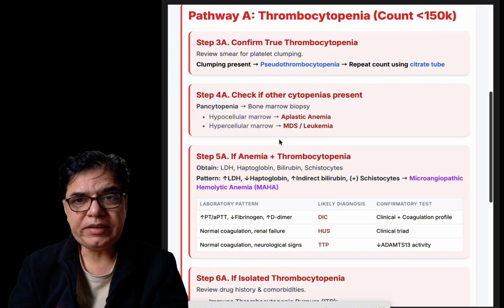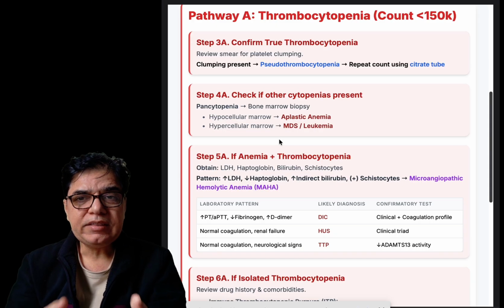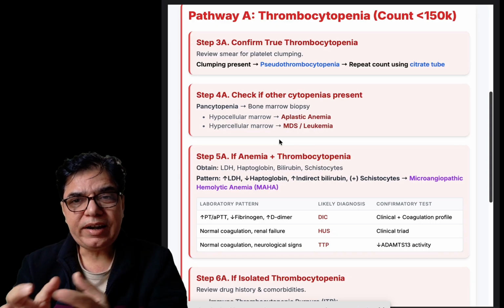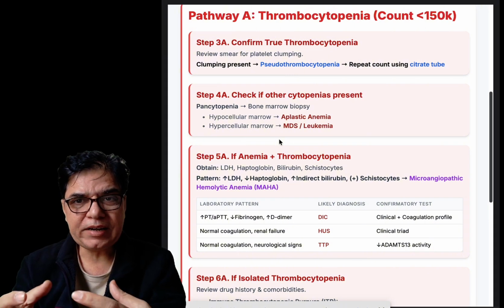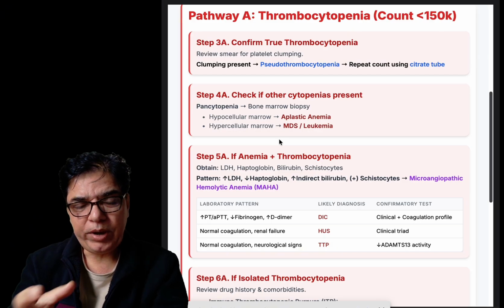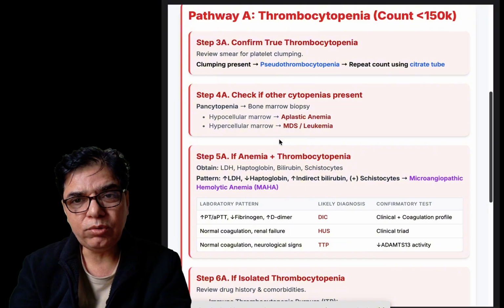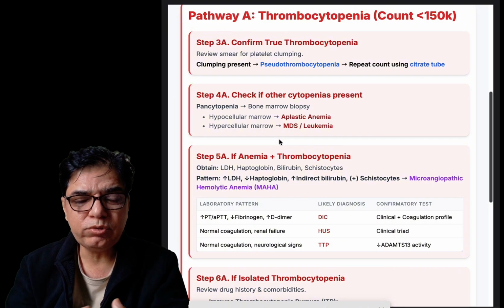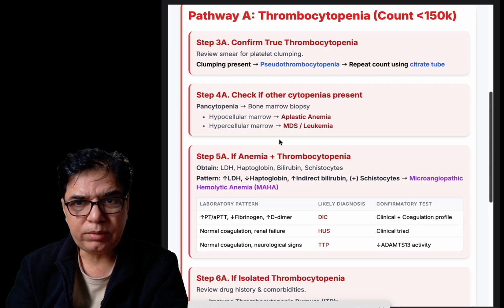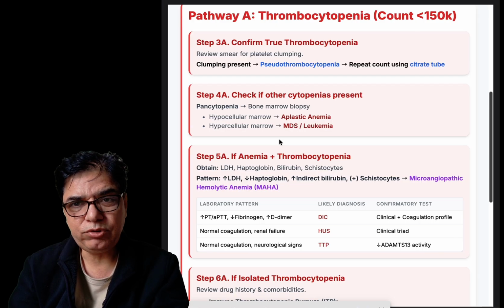The second possibility is that what you are seeing is a spurious thrombocytopenia. That means the platelets in fact are not low in the blood, but during the blood testing the platelets were clumped together, and because of that clumping, the way these machines count the platelets, they have counted them to be on the lower side. So if clumping is present, we call it pseudothrombocytopenia. And for pseudothrombocytopenia, remember, we have to repeat the full blood count, and this time we have to use the citrate tube.